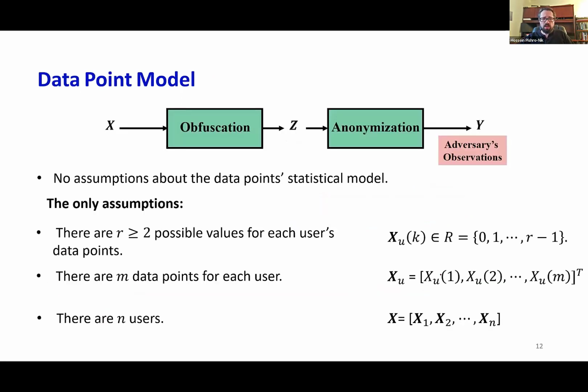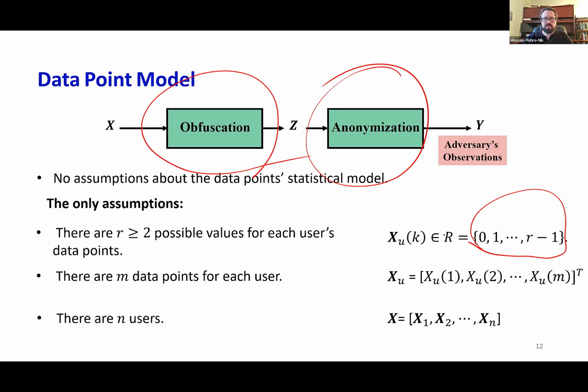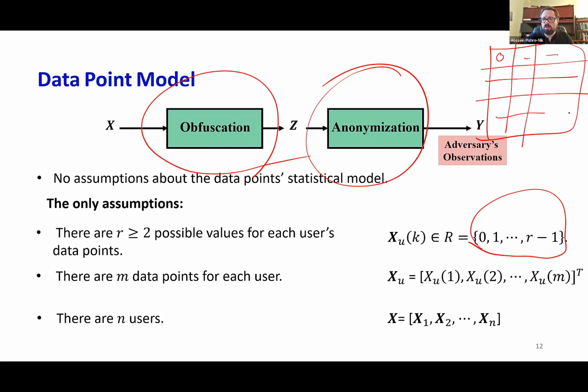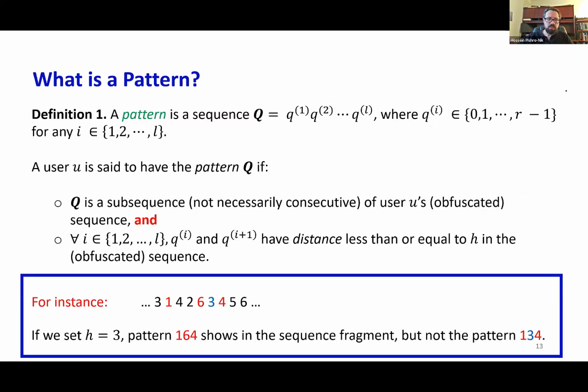Again, the model is the same. You obfuscate and anonymize the data. There are n users. The only thing that we assume here, again with no model for the data, is that the alphabet size is R. For example, if it's location data, you assume that you have R locations, from 0 all the way to R-1, that users can be in. That's the assumption here.